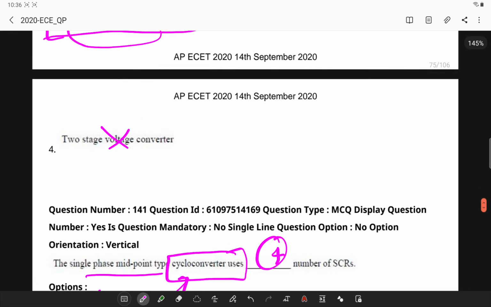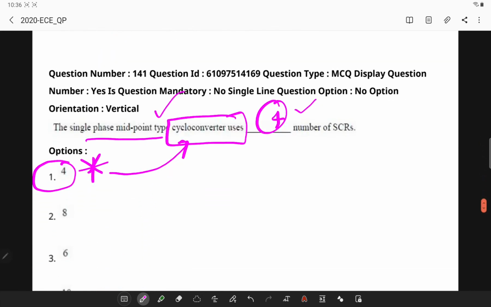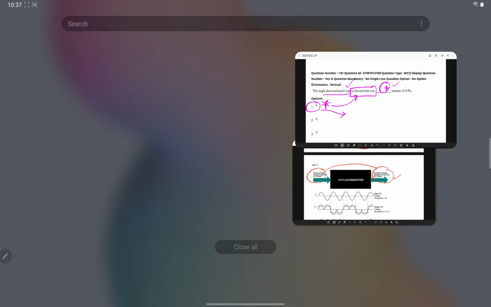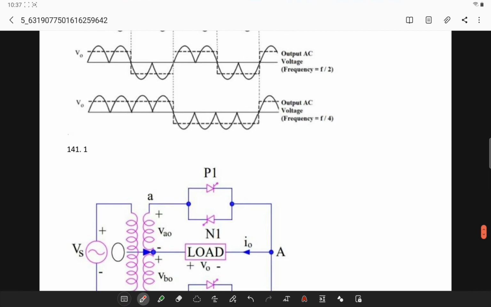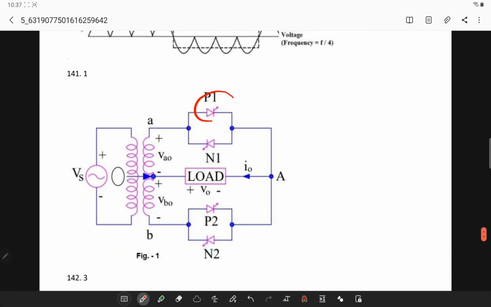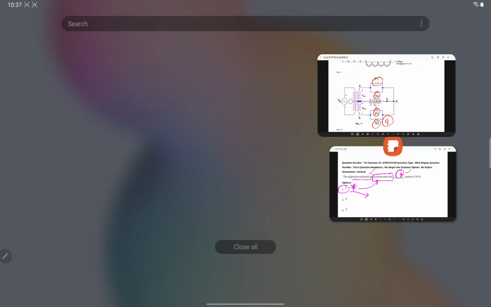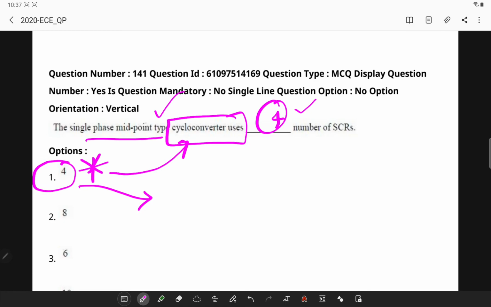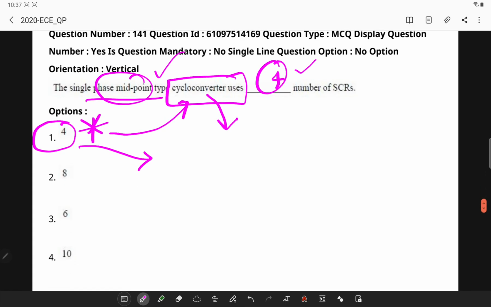Next, the single phase midpoint type of cycloconverter will have 4 SCRs. I'll show you how exactly this is. See this, you have 1, 2, 3 and 4. You have 4 SCRs in your single phase midpoint type of cycloconverter.